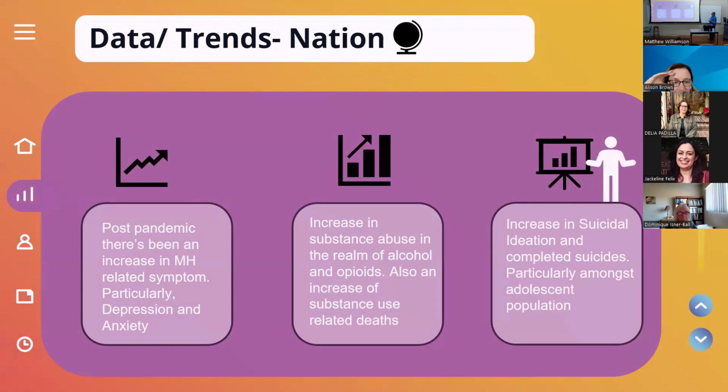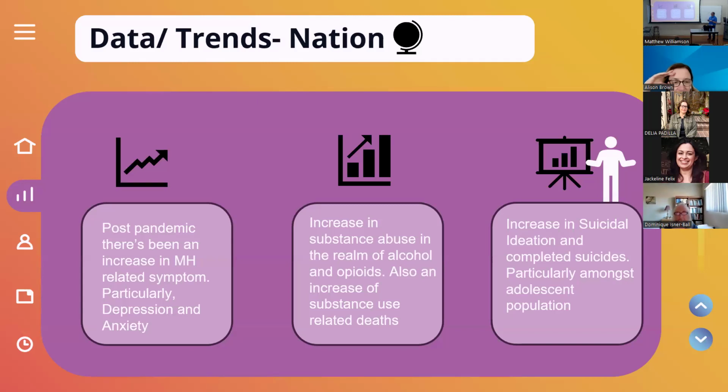Some of the things that we talk about is that post-pandemic, there's been an increase in mental health related symptoms, particularly depression and anxiety. We're seeing it a lot in our Maxient reports. We see it almost every single day out in life. There's also studies that have shown that. I think Oxford University actually did a study and found there was a 12% increase.